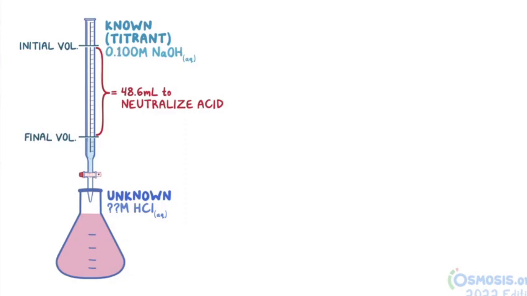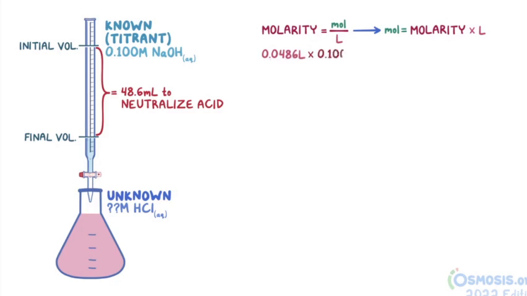Since we know that the sodium hydroxide solution was 0.100 molar, and we used 48.6 milliliters of it to neutralize the acid, we can calculate the total number of moles of base that we added. Molarity is equal to moles over the volume of the solution in liters, and so the number of moles equals the molarity times volume. We first convert 48.6 milliliters into 0.0486 liters, and we multiply this number by 0.100 molar to get 0.00486 moles of sodium hydroxide.